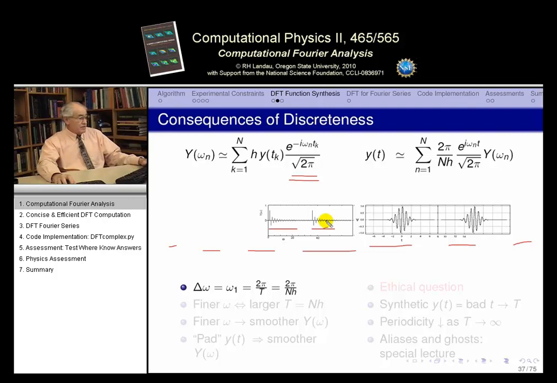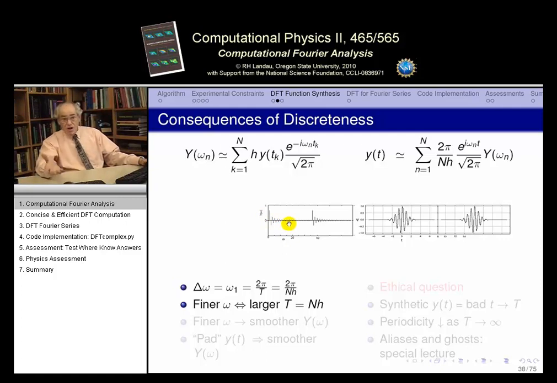The next consequence is that if we want to have a finer resolution in the grid for omega, here we have obviously discrete omegas, and they look jumpy. Well, they are jumpy, because whenever you use a discrete number of measurement points, it'll always be jumpy. So if you want a finer interval, then you need to use a larger measuring period. If we do that, we get a finer omega, and then the Fourier transform will look smoother.